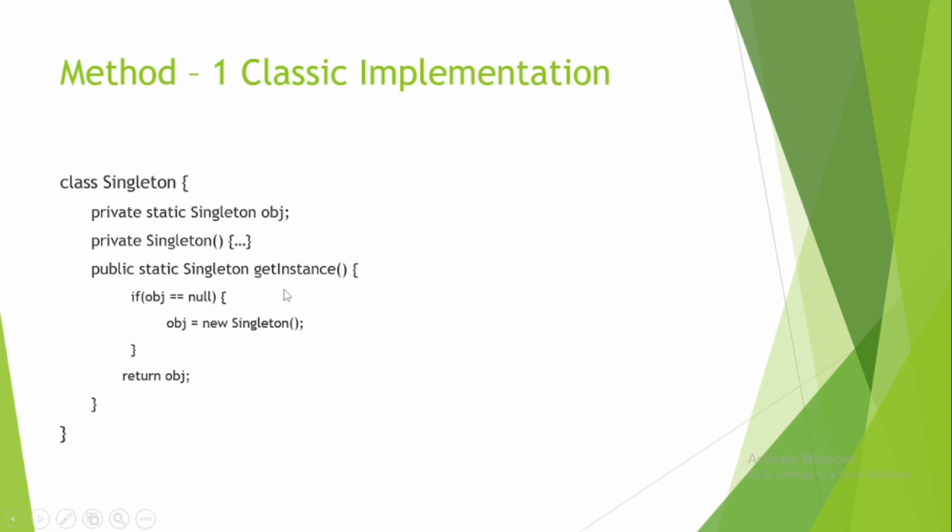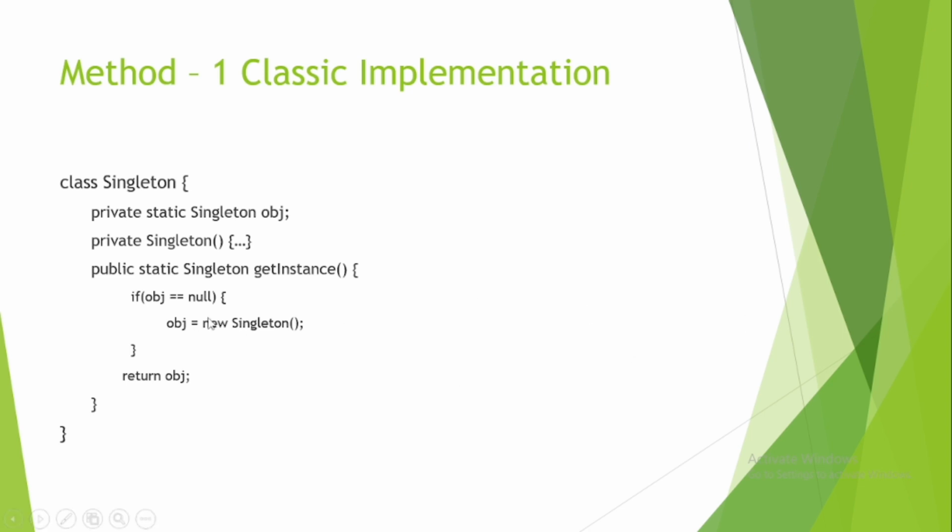Static means that to call this get instance method, I don't need to create an object, because I have made this constructor private, so I cannot create an object of the singleton class from outside, right? So I have to use this get instance method so that I can get the reference, the type of singleton class object. Okay, so here I have given public static Singleton, that is the return type. Get instance is any method name; you can give any method name, that doesn't matter.